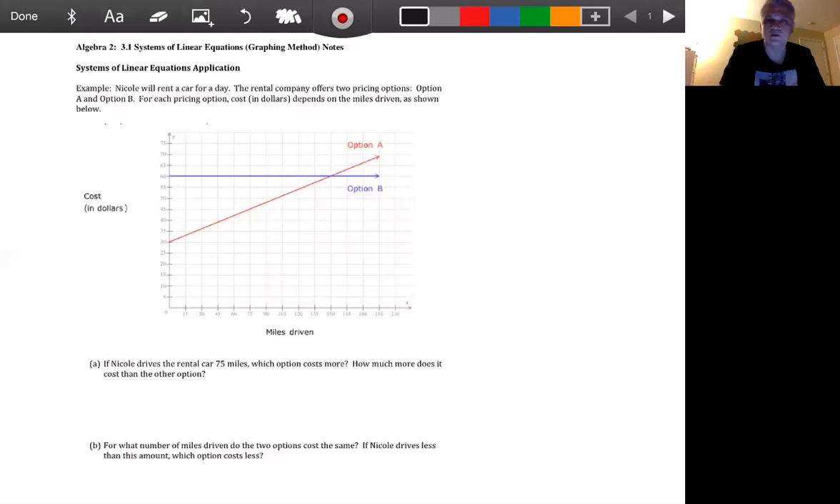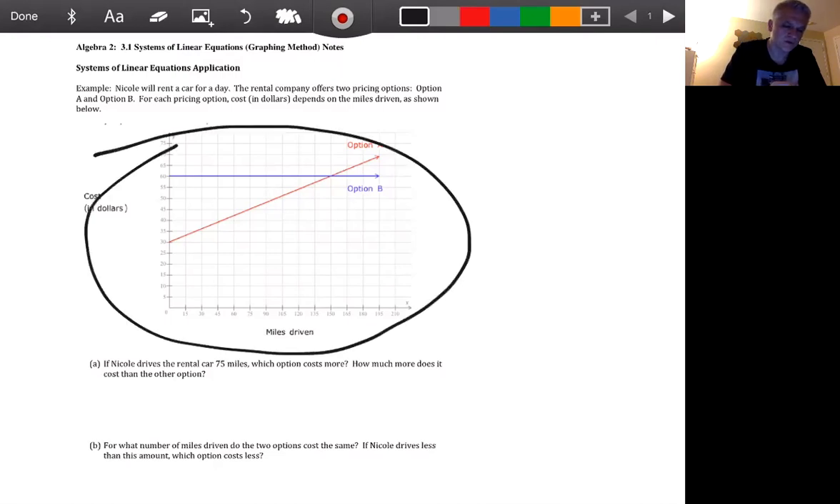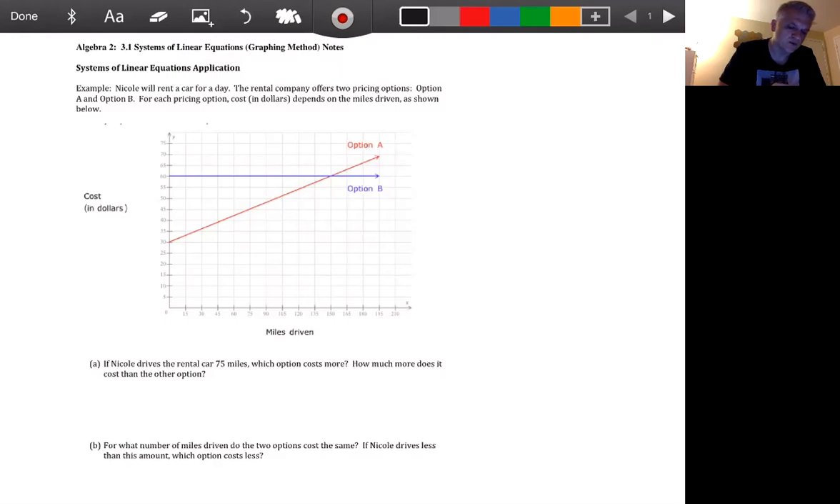So let's look at a real life example, okay, a word problem. So Nicole will rent a car for a day. Good for Nicole. She needs to drive. The rental company offers two different pricing options, option A and option B. For each pricing option, the cost in dollars depends on the miles driven, as shown below. Okay, so as the miles change, the cost will change.